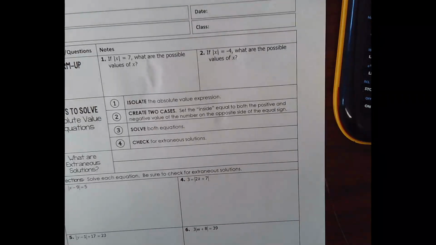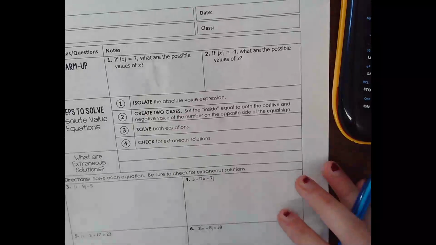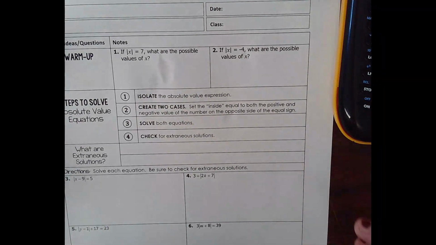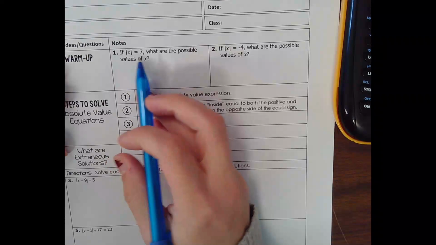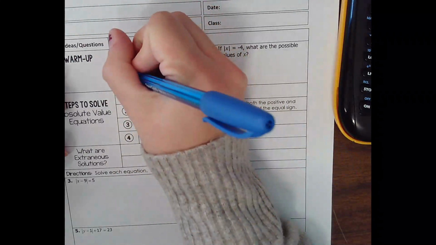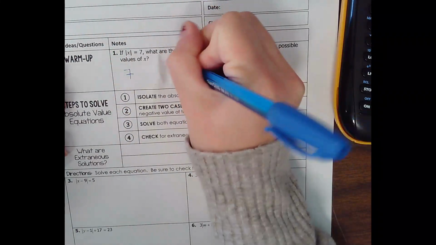Okay, you guys, so we're going to review a little bit about absolute value equations. You did do this in Algebra 1, but we will review it as if we forgot. So if the absolute value of x is 7, what are the possible values of x? It could either be 7 or negative 7.